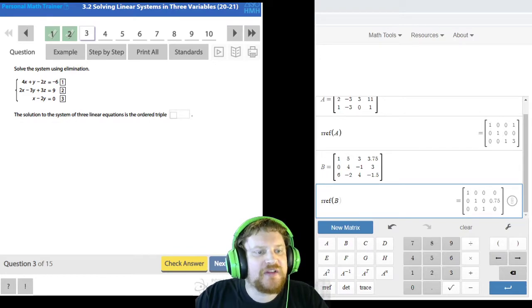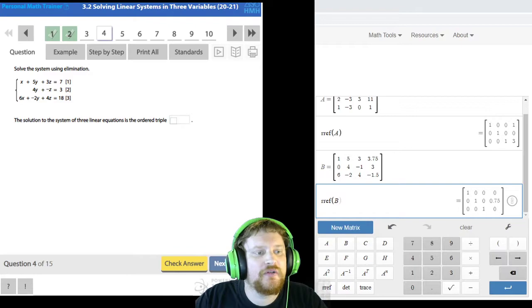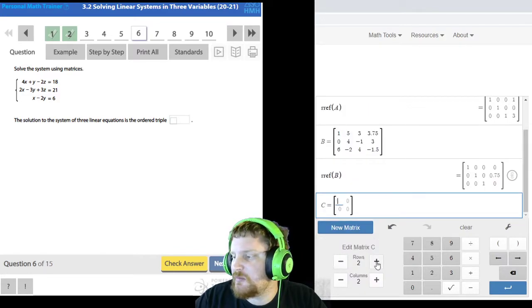Okay, this problem is basically the same as the previous 2, so I'm going to skip it. Number 4 is exactly the same as the previous 2, so I'm going to skip it. Same with number 5. Number 6 is the same, but I'm going to go ahead and do number 6 so that I'm not skipping them all.